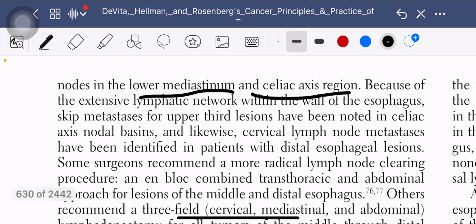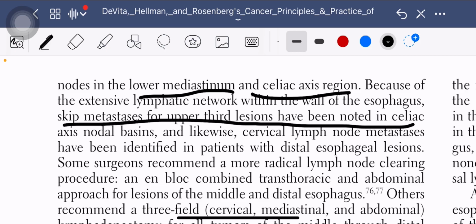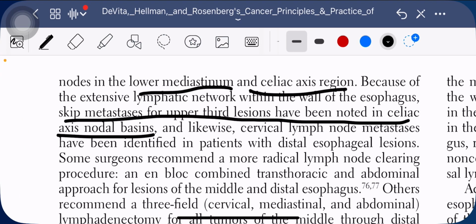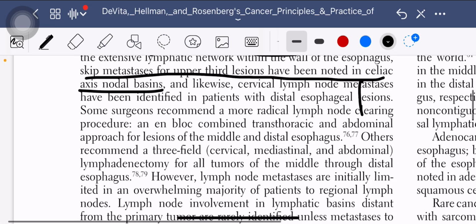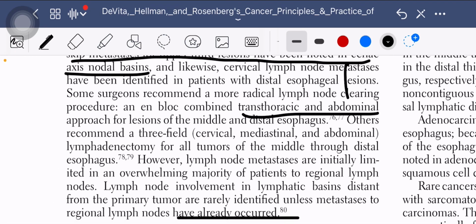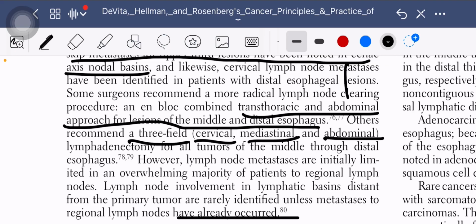Because of the extensive lymphatic network within the wall of the esophagus, skip metastasis from upper third lesions has been noted in the celiac axis nodal basin. Likewise, cervical lymph node metastases have been identified in patients with distal esophageal cancer. So there is skip metastasis. Some surgeons recommend a more radical lymph node clearing procedure, an en bloc combined transthoracic and abdominal approach for lesions of the middle and distal third, and recommend three-field lymph node dissection: cervical, mediastinal, abdominal, for all tumors in the middle through distal esophagus.